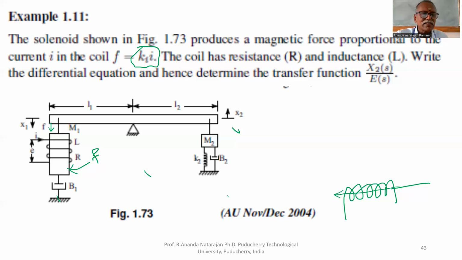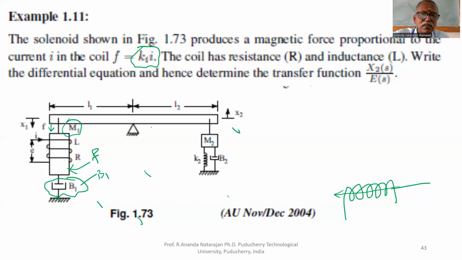In addition to that, it has some mechanical properties also. This coil has a mass M1. The coil has another property because the other end of the coil is attached to the fixed surface through a dashpot with constant B1. These are the two properties.